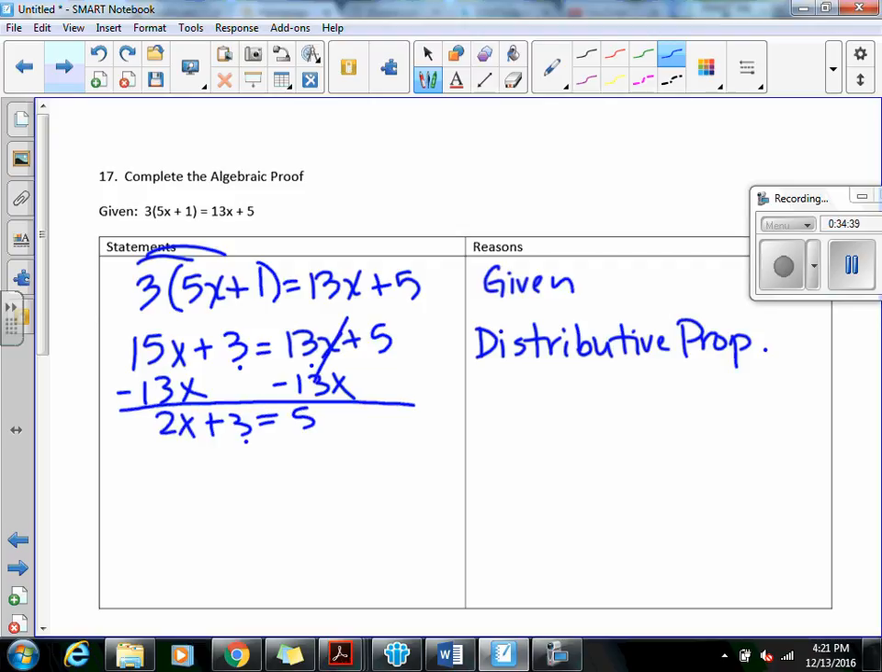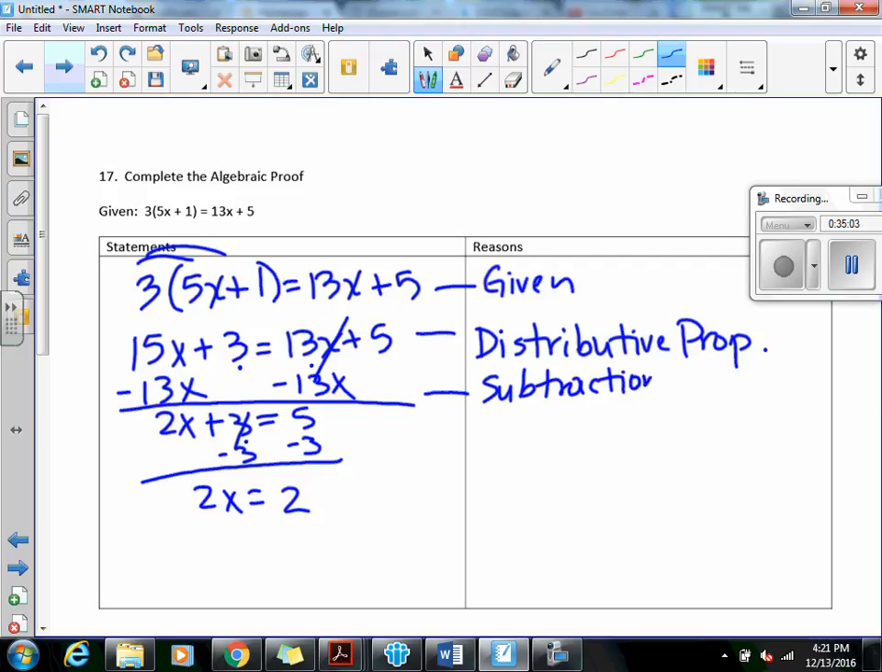Now I want to get rid of the 3. It's still on the wrong side. I'm going to subtract 3 from both sides. I end up with 2x equals 2. So let's see, what did I do here? I subtracted 13x from both sides. So what allows me to do that? So that's the subtraction property. And then this line right here, that's just what we call simplified.